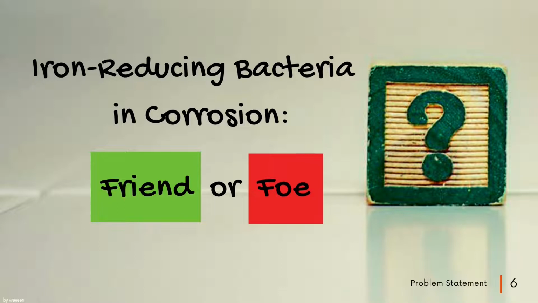Another subject of ongoing controversy about iron-reducing bacteria is their role either to induce or inhibit corrosion. Some say they induce corrosion by removing the coating layer of the metal surface to further corrode, while others claim that their biofilm protects the layer of metal, which inhibits corrosion.